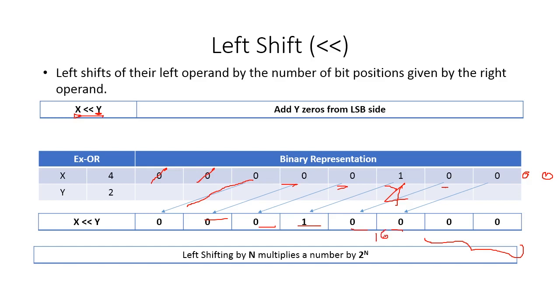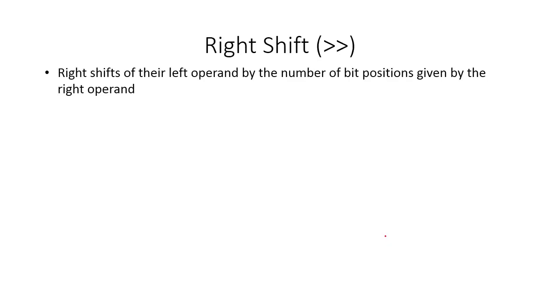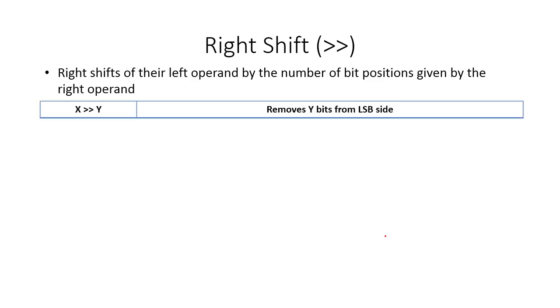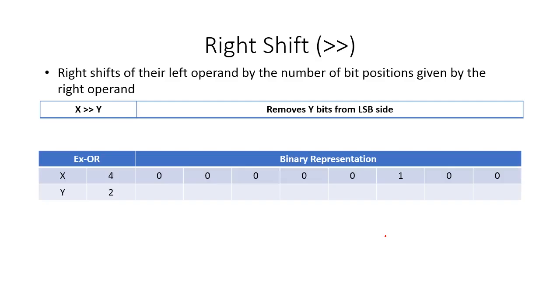Clear? Now let's look into the right shift operator. What does right shift do? It shifts the bits towards the right hand side. Clear? Okay. While shifting, it will remove y number of bits from the LSB side. For example, if I take the same example, 4 and 2, and shift by 2 bits, you know what happens? These 2 bits will be removed, right? This bit will be removed, this bit will be removed, and these bits get shifted.